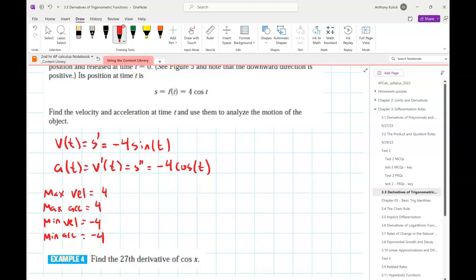When acceleration is at its maximum, what is the time? All right, let's do at its minimum. Let's start there. When is cosine t equal to 1? 0. Okay. What would the velocity be?